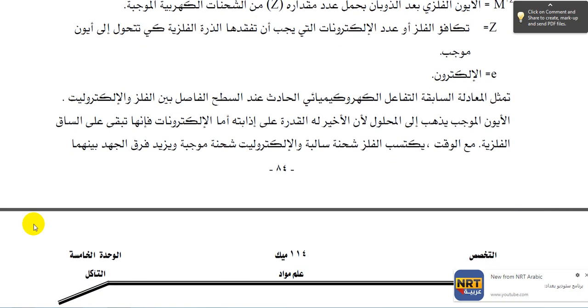يعني تكافؤ الفلز Z أو عدد الإلكترونات، يعني أي عدد مثلا 2 أو 3. تكافؤ الفلز أو عدد الإلكترونات هو نفسه تكافؤ الفلز التي يجب أن تفقدها الذرة الفلزية بالتفاعل.